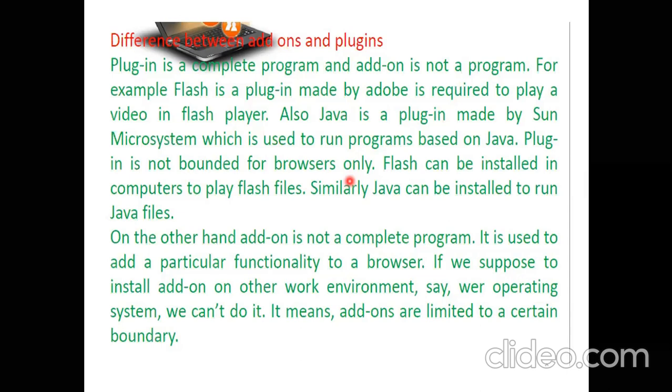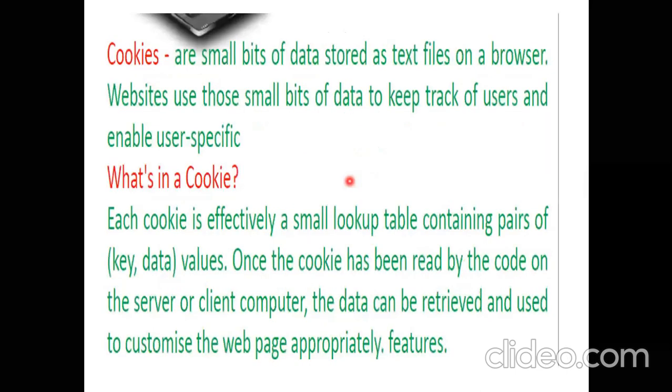Third point. Why? Because Java and Macromedia Flash Player are installed on your local machine, if you are opening anything on your local machine that demands Macromedia Flash Player or Java, just because the plugin is there, it can run on the local machine. While add-ons work only with the web browser. It works only with the web browser, and when the web browser starts, it will also start. Otherwise, it will not start. So these are a few differences between add-ons and plugins.